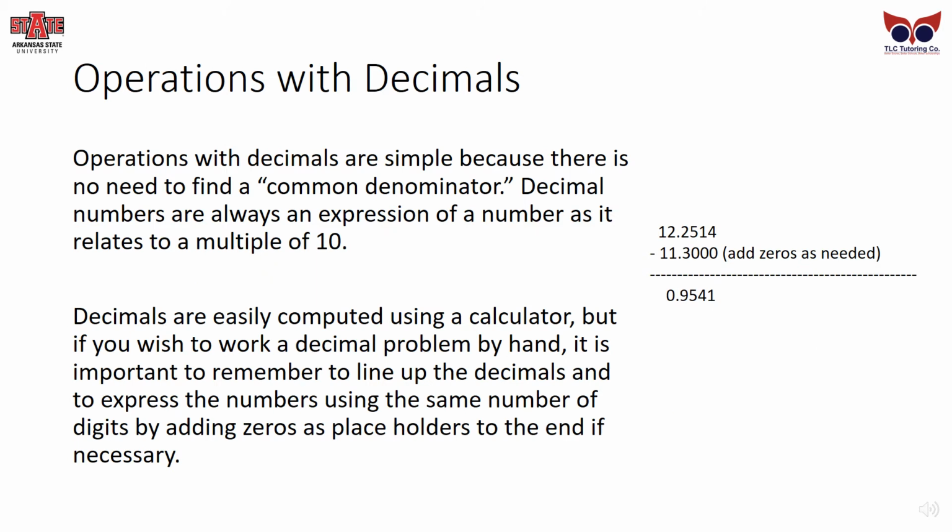Operations with decimals. Operations with decimals are simple because there is no need to find a common denominator. Decimal numbers are always an expression of a number as it relates to a multiple of 10. Decimals are easily computed using a calculator, but if you wish to work a decimal problem by hand, it is important to remember to line up the decimals and to express the numbers using the same number of digits by adding zeros as placeholders to the end if necessary.